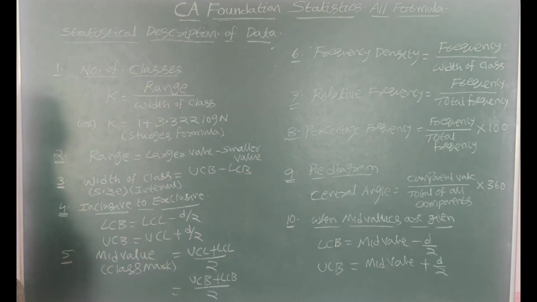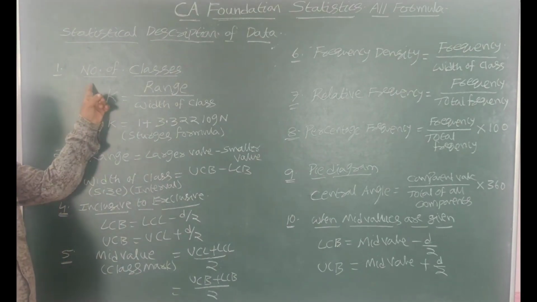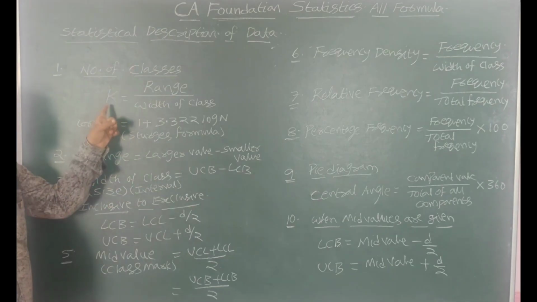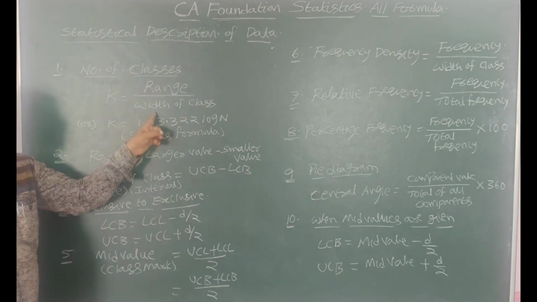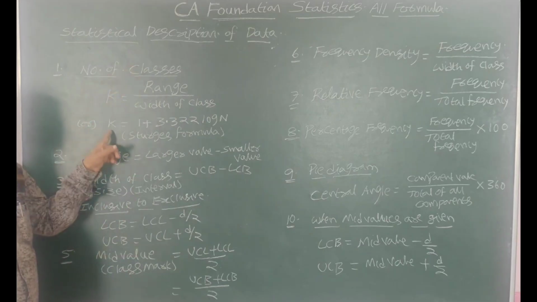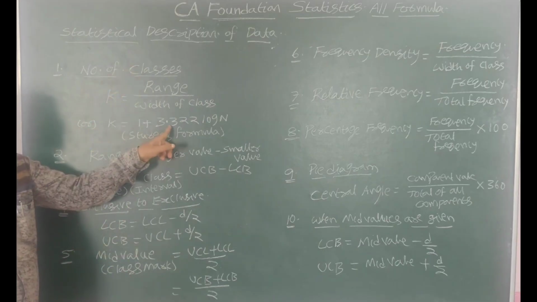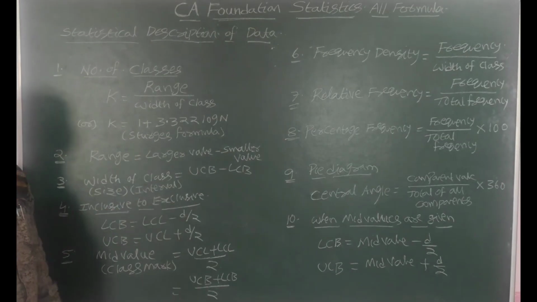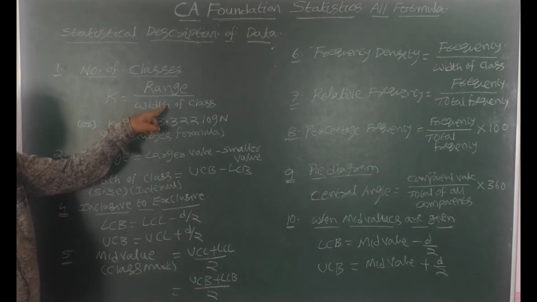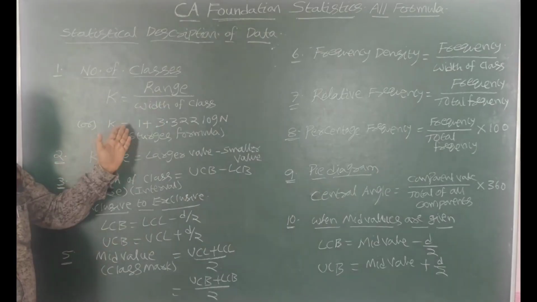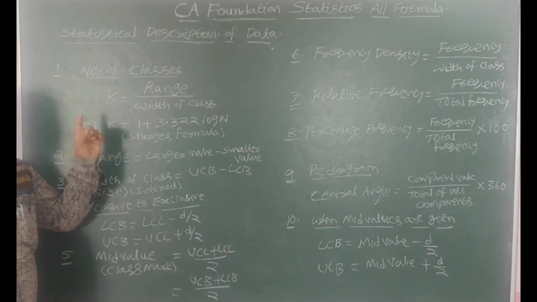The formulas involved in this chapter are: firstly, find the number of classes. The number of classes is denoted by K. The formula is range by width of the class. Or you can find the number of classes by using the formula K equals 1 plus 3.322 log n, which is also known as Sturges formula. Whenever the width of the class is known, use K equals range by width of the class. Otherwise, we can use Sturges formula to find the number of classes.